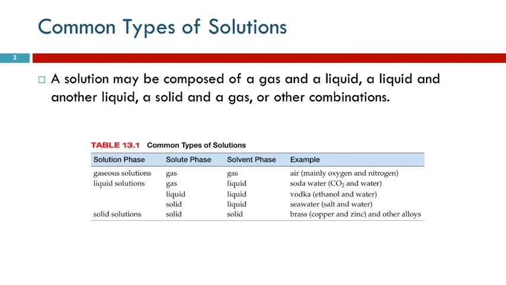You can have solutions between any combination of the physical states. You can have 2 gases. The air we're breathing is an example of that. You can have a gas dissolved in a liquid, something like soda water, carbon dioxide and water. You can have 2 liquids, alcohol and water. You can have a solid in a liquid, seawater, or you can even have homogeneous solutions of different solids. And alloys, metal alloys are examples of these.